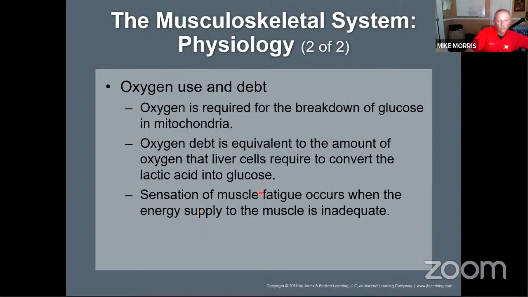And so here we're talking about muscle fatigue, right?